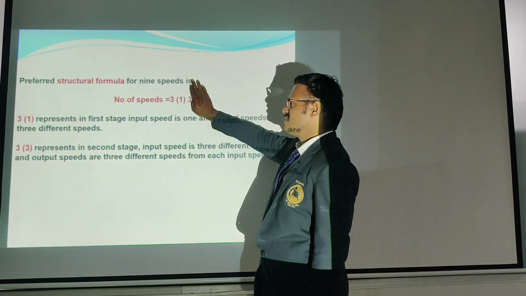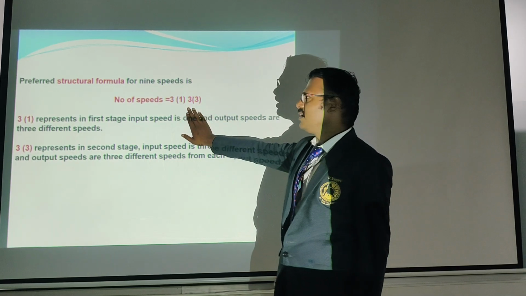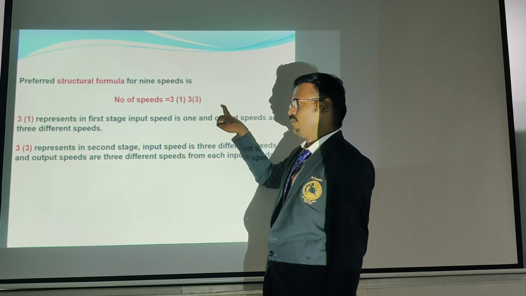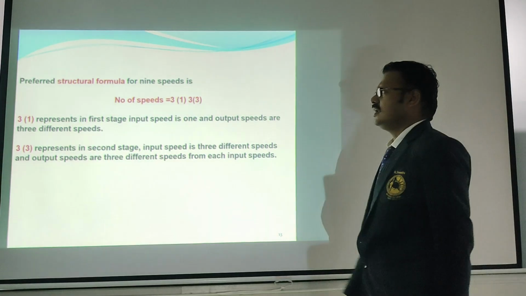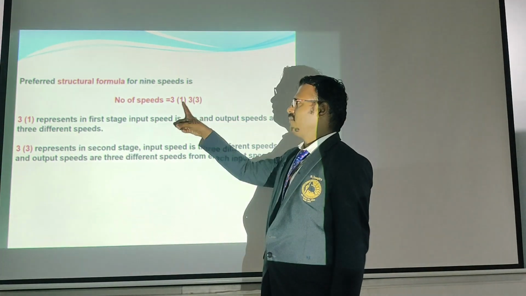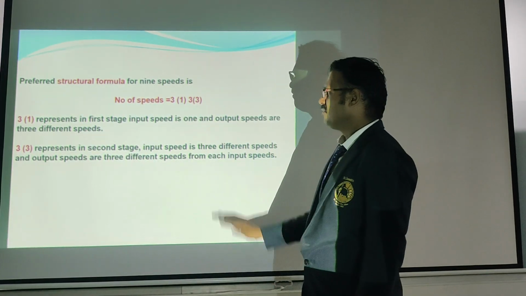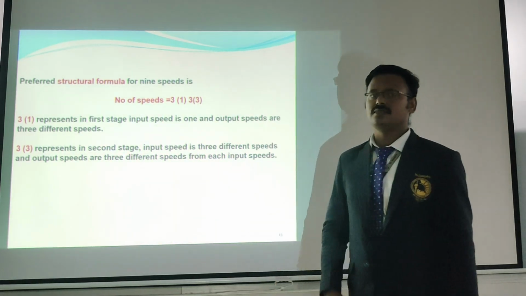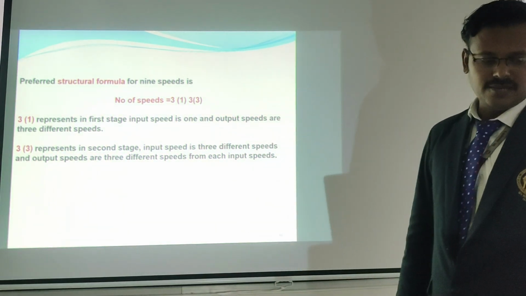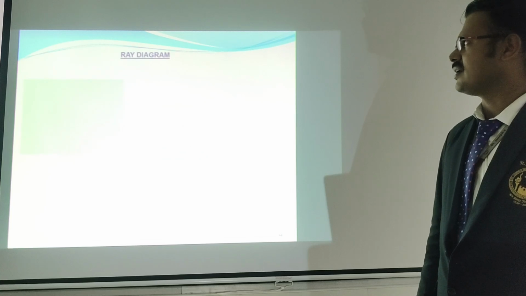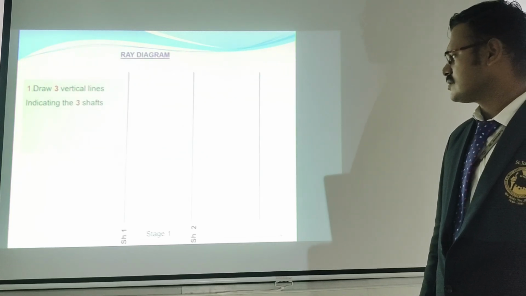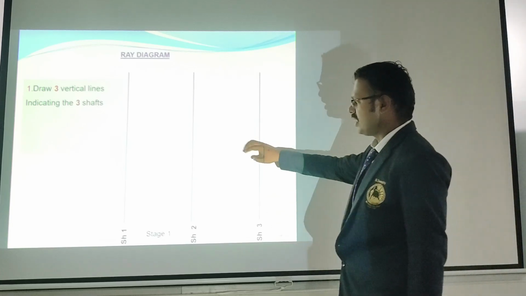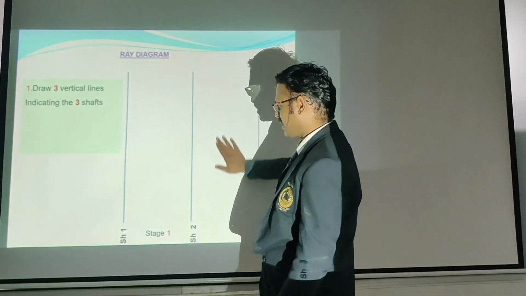It is a 2-stage process. If it is a 12-speed gearbox, 3 into 2 into 2, that is a 3-stage process. In this structural formula, we have only 2 stages. So if it is 2 stages, we need to draw 3 vertical lines. That vertical line represents a shaft. So that is a 2-stage. So we have drawn 3 vertical lines. It is the first stage, it is the second stage.